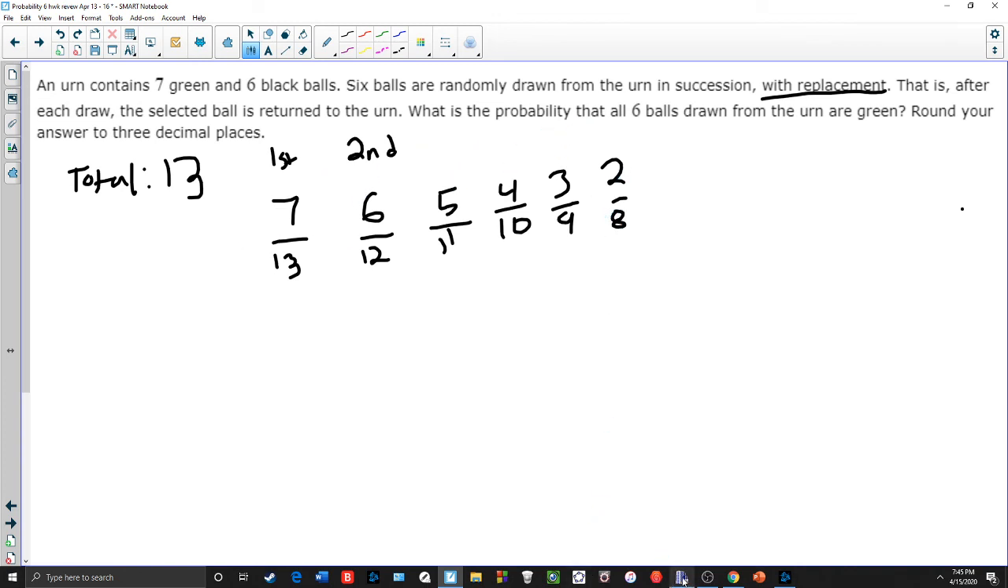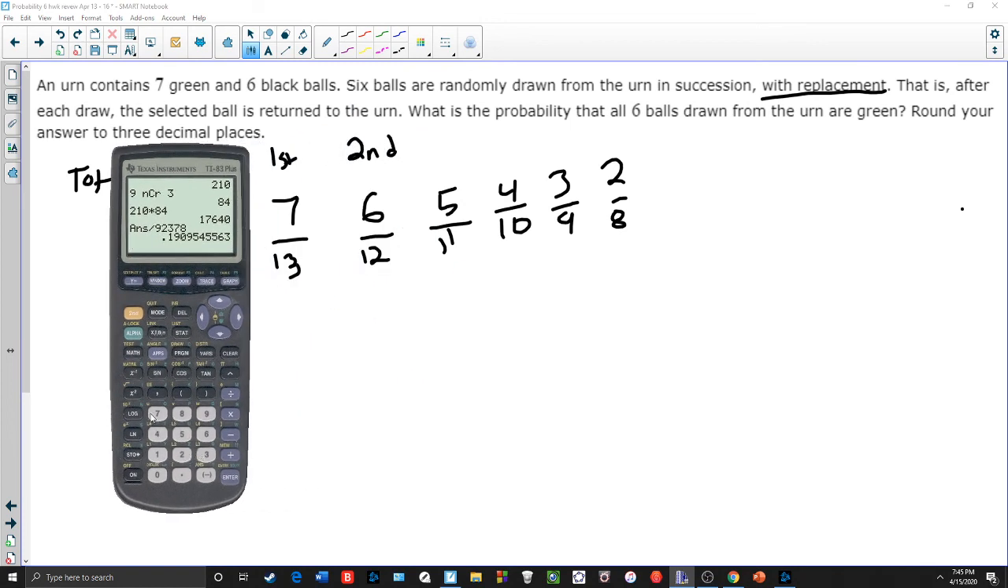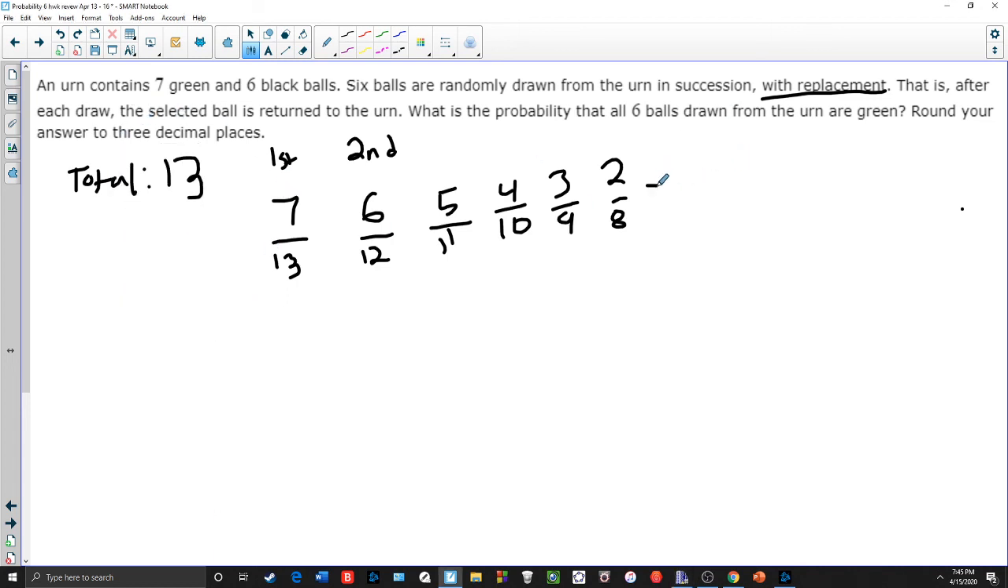All are green. So if we multiply this all together, let me just do this in one go here: 7 times 6 times 5 times 4 times 3 times 2 divided by 13 times 12 times 11 times 10 times 9 times 8. And we get 0.004. It says rounded to 3 decimal places, so we're just going to write it as 0.004, which is less than 1%. It's almost 0.5%, actually a little bit less than 0.5%.